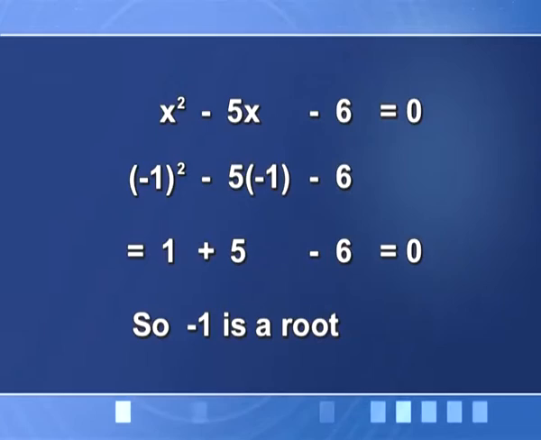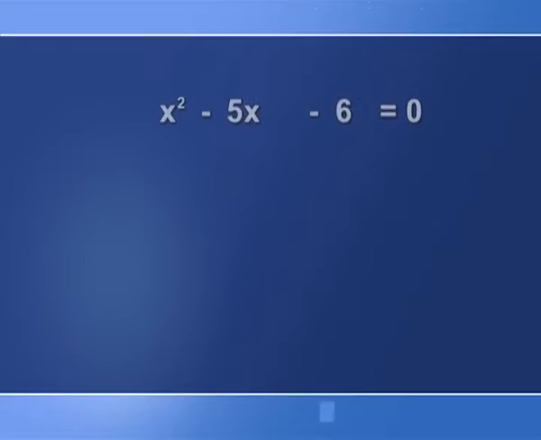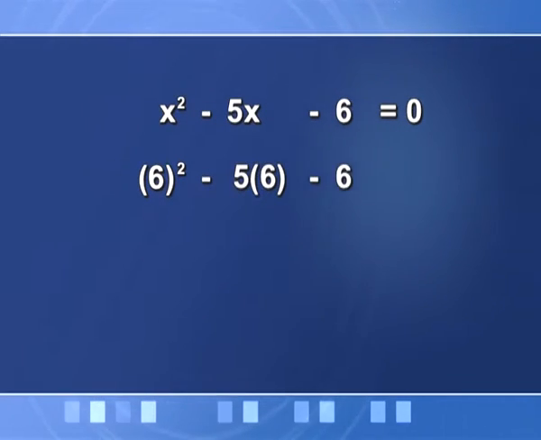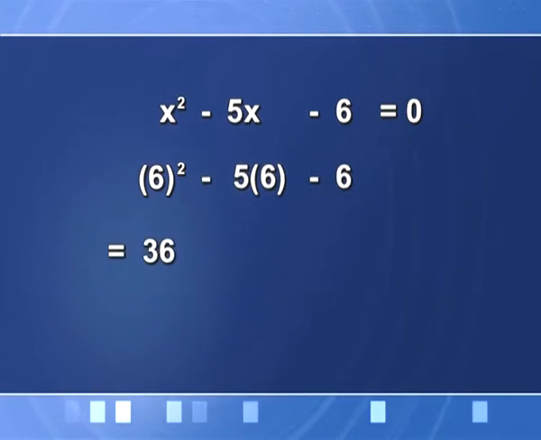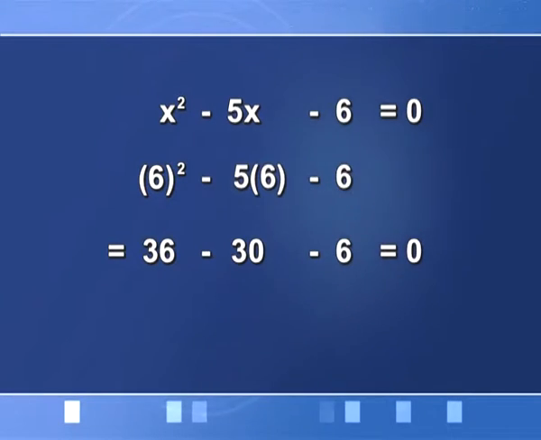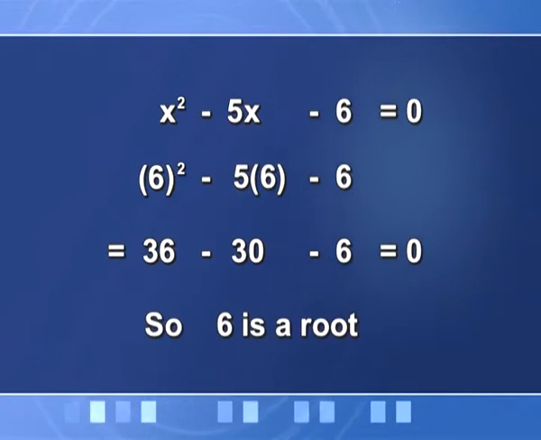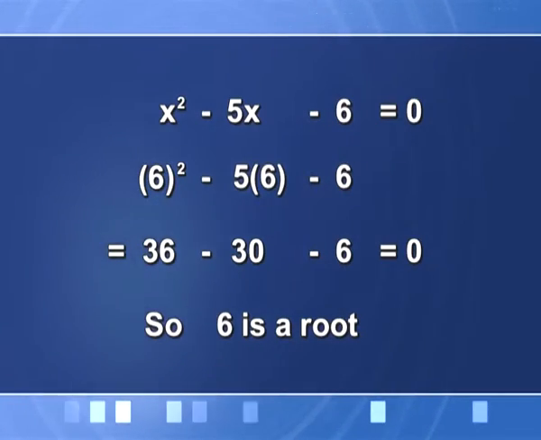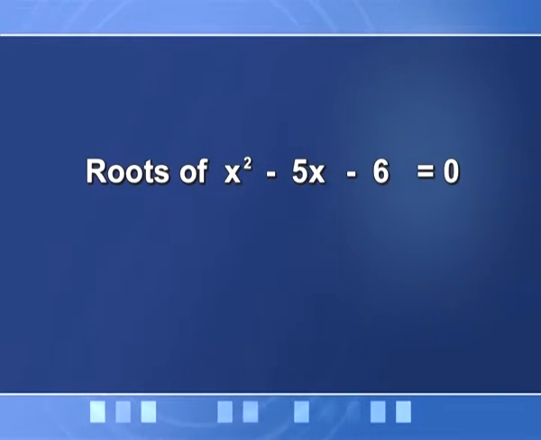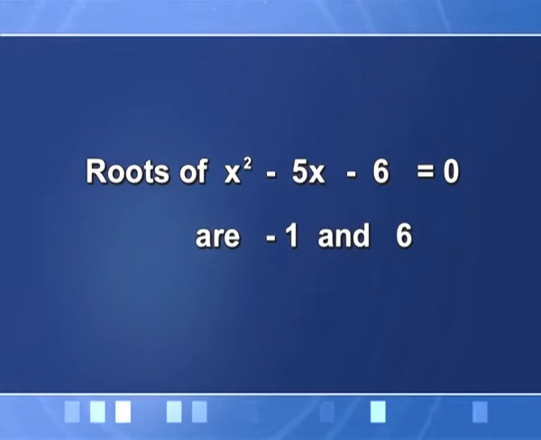So, we try another value. This time in place of x I take 6. I get 6 square minus 5 into 6 minus 6, which on simplification gives me 36 minus 30 minus 6, which is again equal to 0. Because 6 has also made it 0, that means 6 is also a root of this equation. So, talking of the equation as a whole, x square minus 5x minus 6 is equal to 0 has got 2 roots, negative 1 and 6.